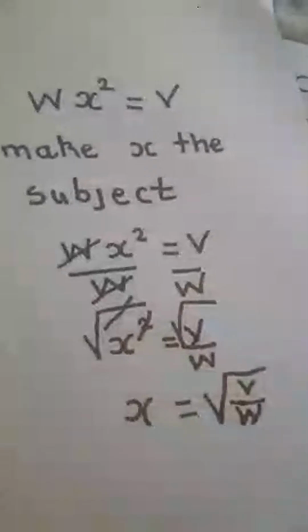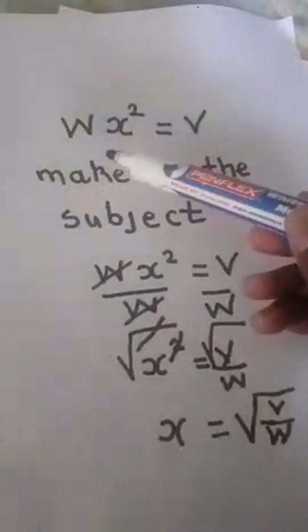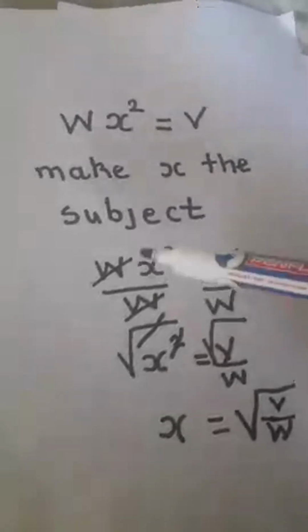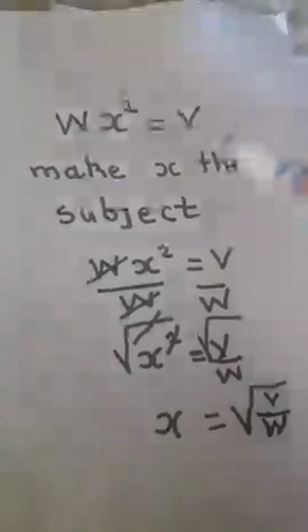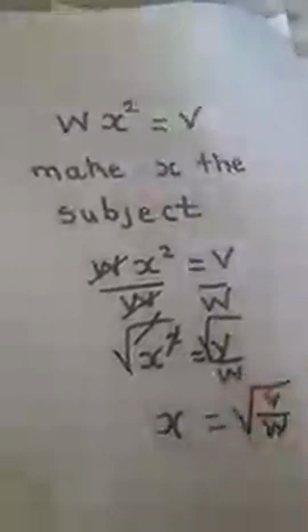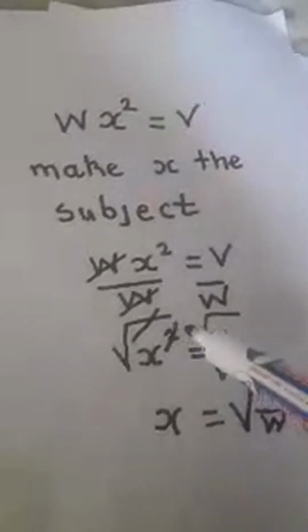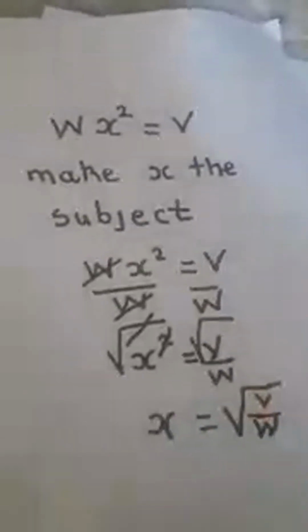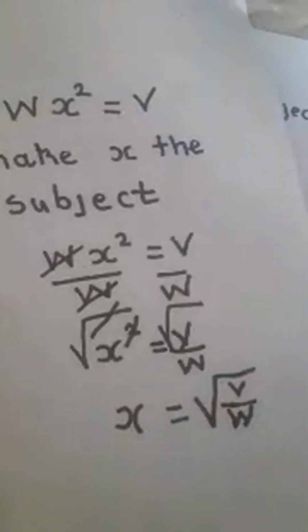So we have made x the subject of the formula. So the first stage was to divide both sides by w. Then we are left with x squared is equal to v over w. Remember, we are asked to make x the subject of the formula. So we square root both sides, right? So square root and power 2 cancel. Then we are left with x is equal to v over w in square root.